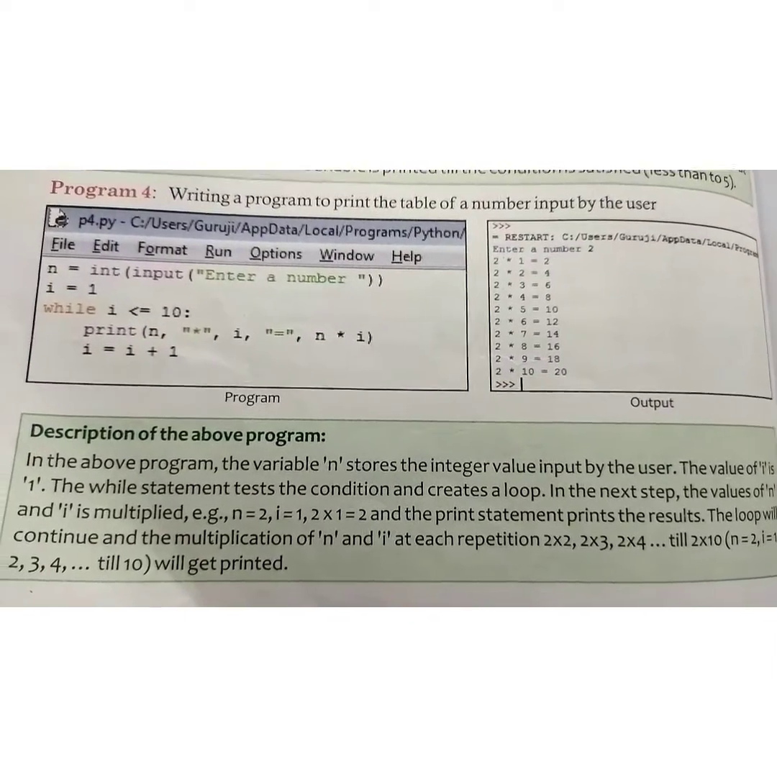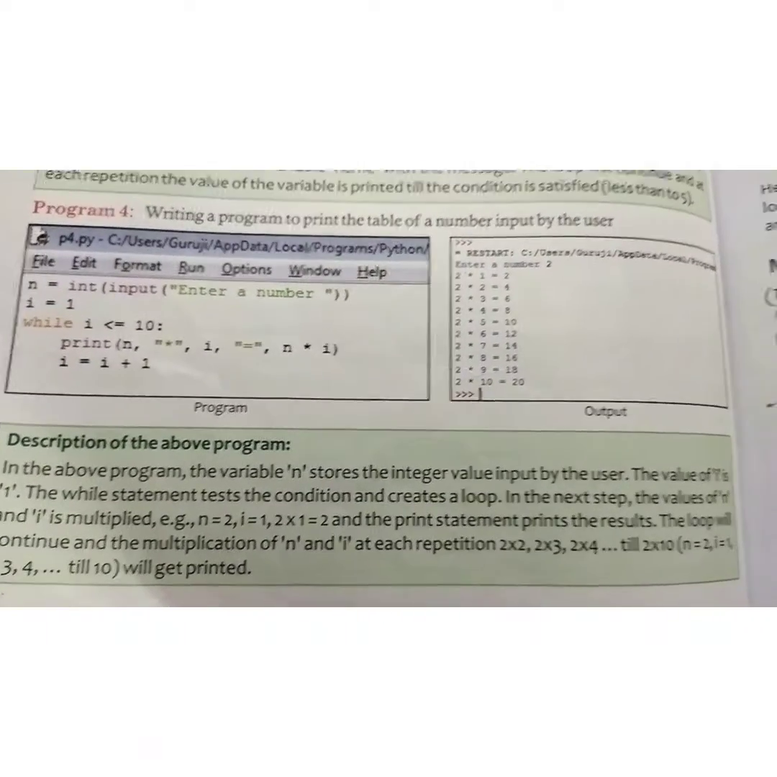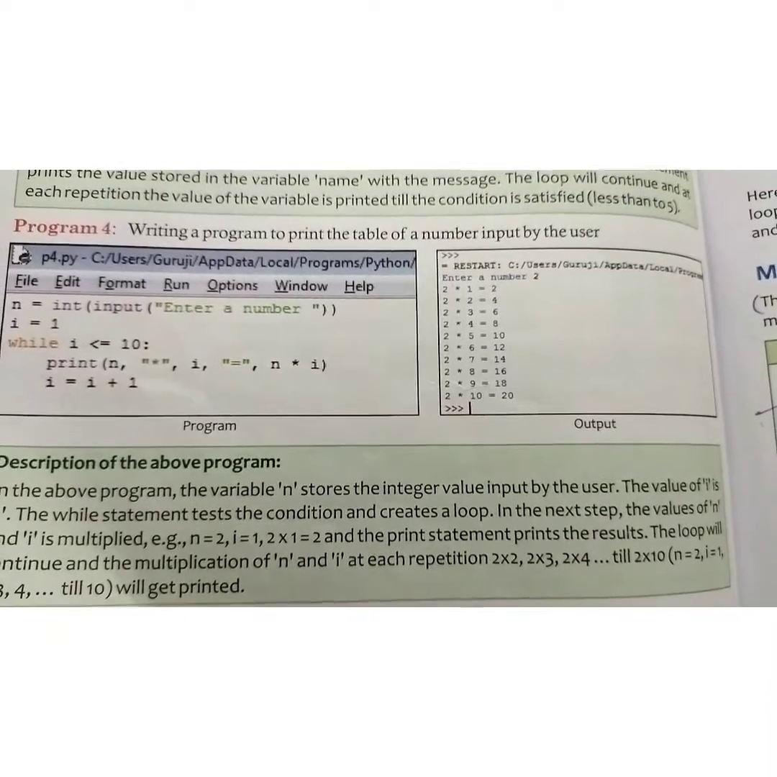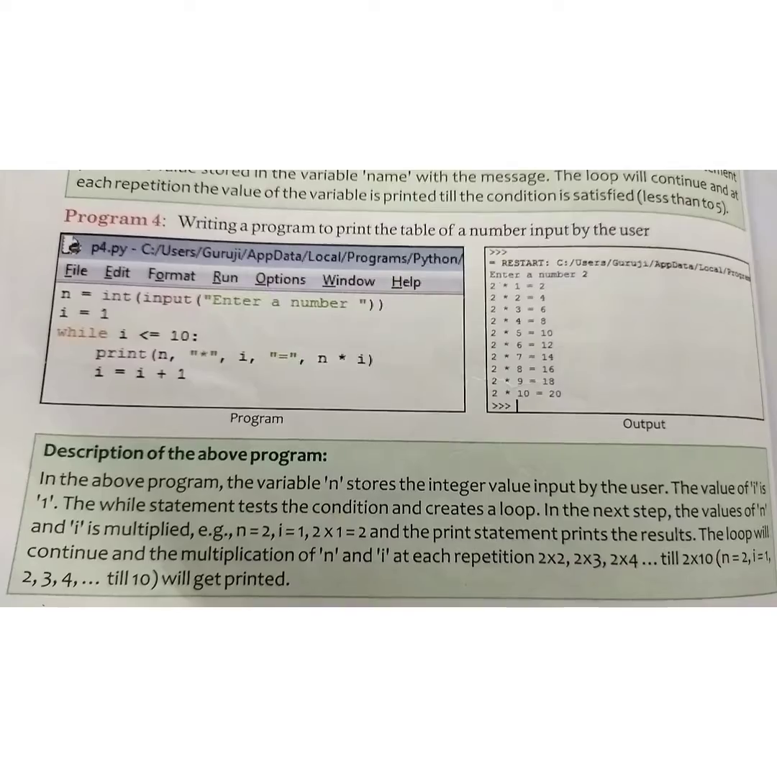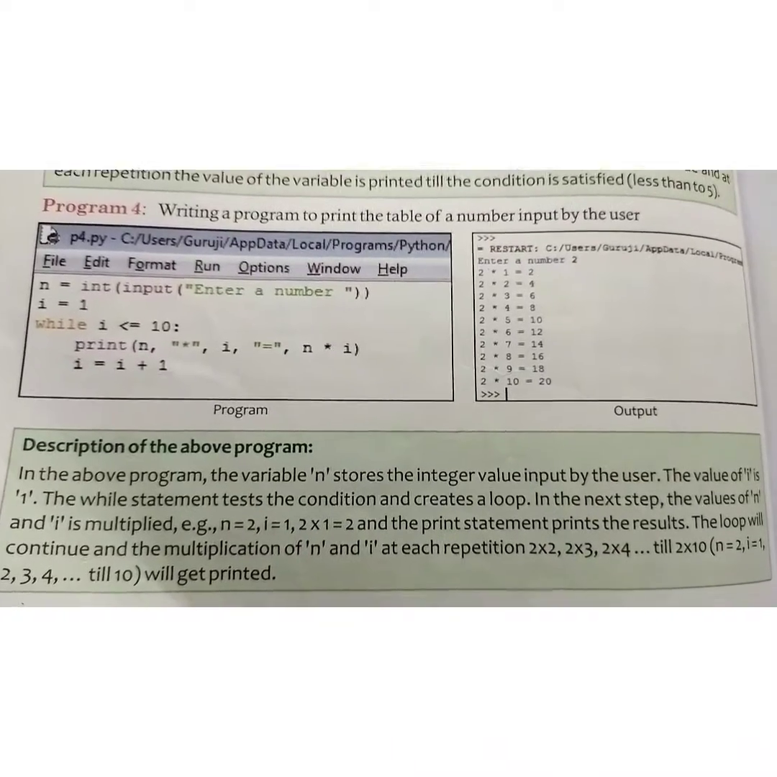The loop will continue, with multiplication of n and i repeated: 2 into 2, 2 into 3, 2 into 4, so till 2 into 10, and i increases by 1 each time, so till 10 will get printed.